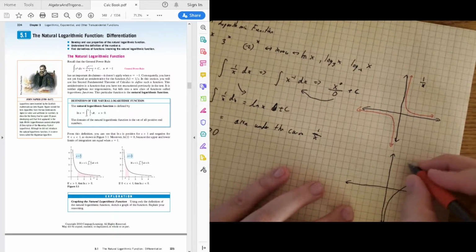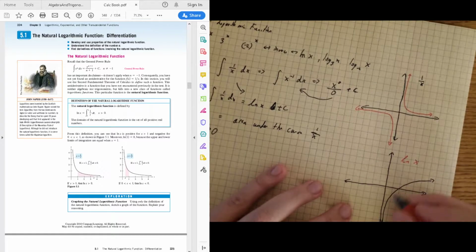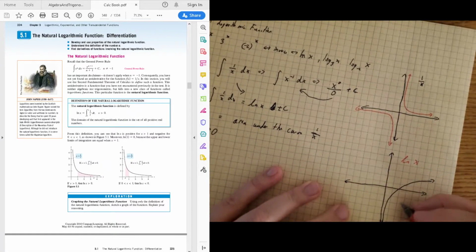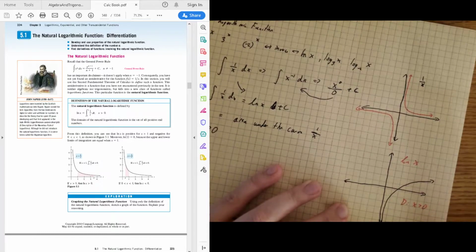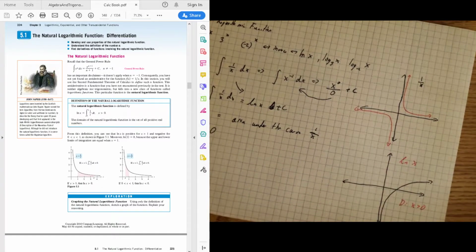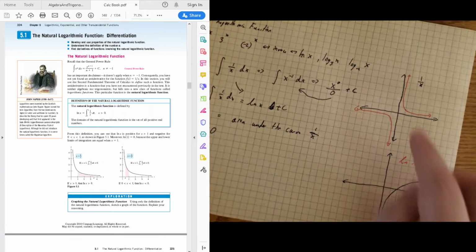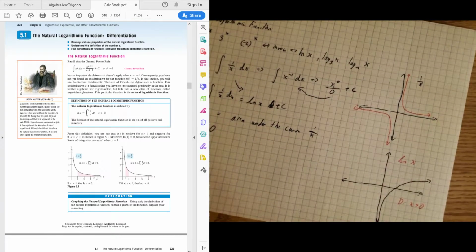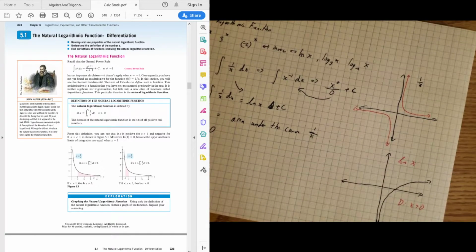And so this is the natural logarithmic function. And so you can see how there's nothing to the left of 0, which is why we have to have a domain of x is greater than 0. So, as you can see, the area under this curve is representative of this function. So, this is a pretty basic property listed right here in the definition of the natural logarithmic function.